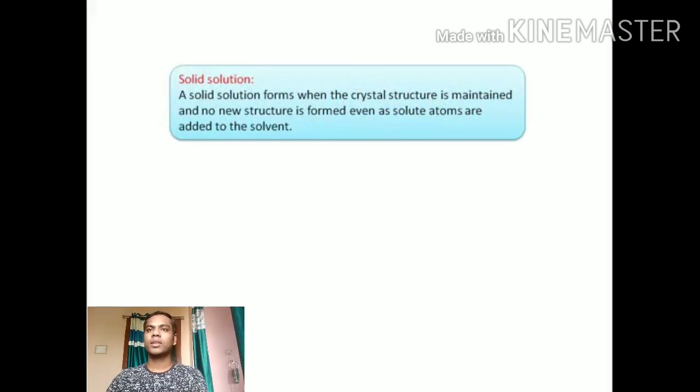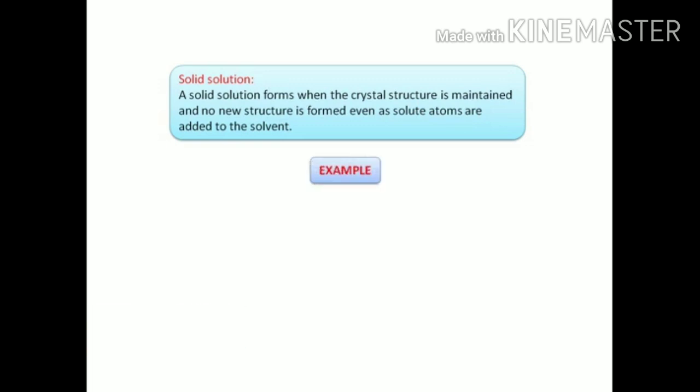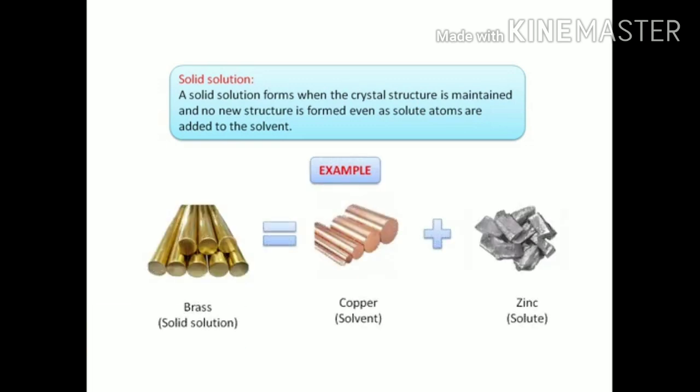Solid solution. A solid solution forms when the crystal structure is maintained and no new structure is formed, even as solute atoms are added to the solvent. For example, brass is a solid solution. It has two components, one is copper, another is zinc. So copper is a solvent and zinc is a solute.